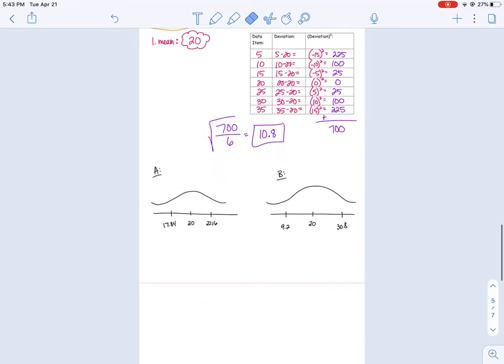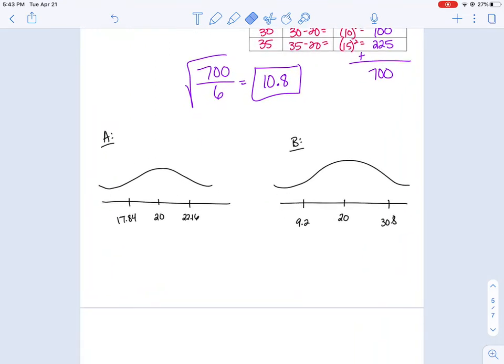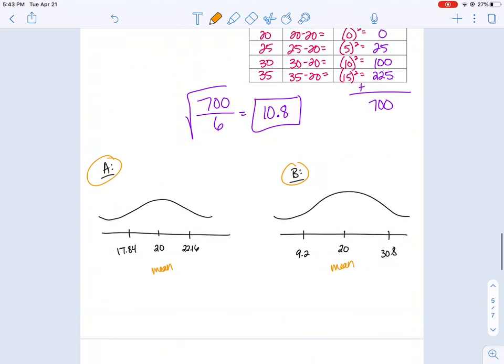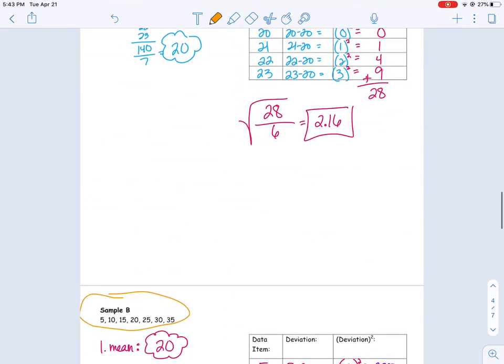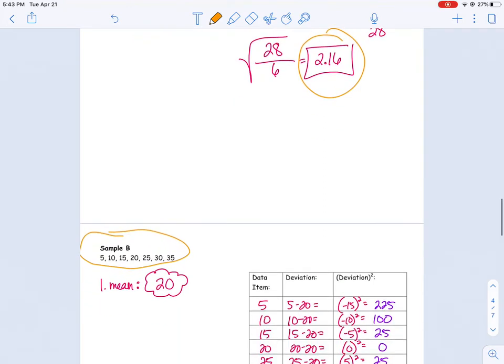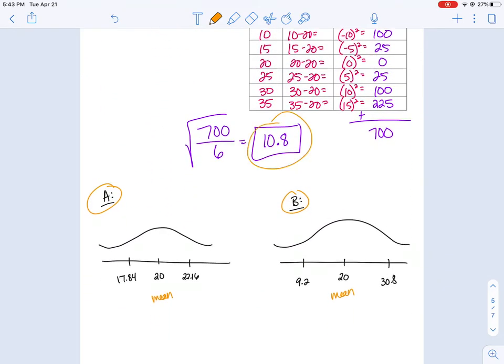If you look down at the bottom here, I have 2 little charts or bell curves. I don't know if you've seen these before. On each of these, if this is sample A and this is sample B, do you remember that the mean was the same in both of them? The mean for both of them was 20, the average. But the standard deviation was a little bit different. Remember that the standard deviation in sample A was 2.16, where the standard deviation in sample B was 10.8.